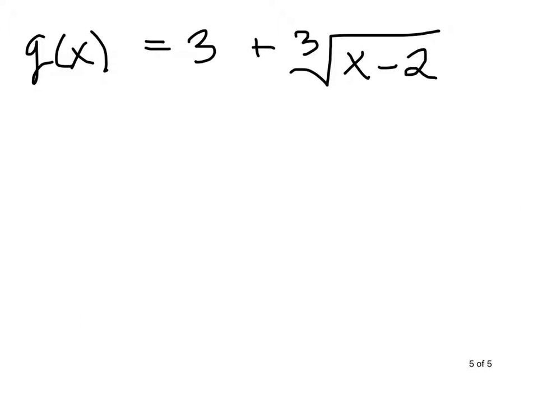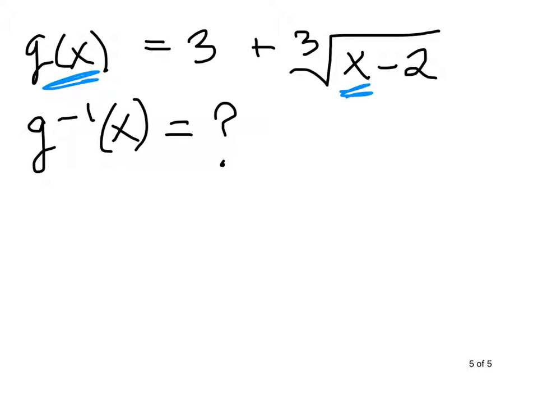Okay, so they want you to find the inverse of this. So we're essentially finding the inverse, which you might see written like that. The way you do that is you just flip it. So remember, g of x is the same thing as y, or f of x is the same thing as y. And we're going to flip the x and the y. So when we solve for it, we're going to switch those.